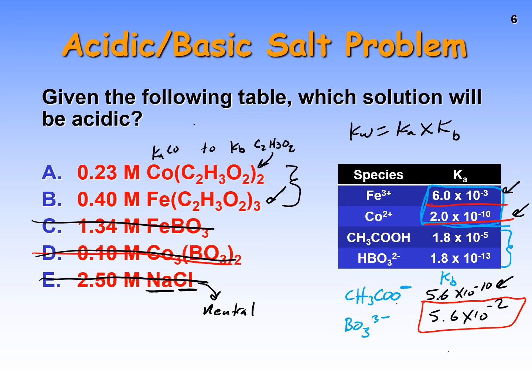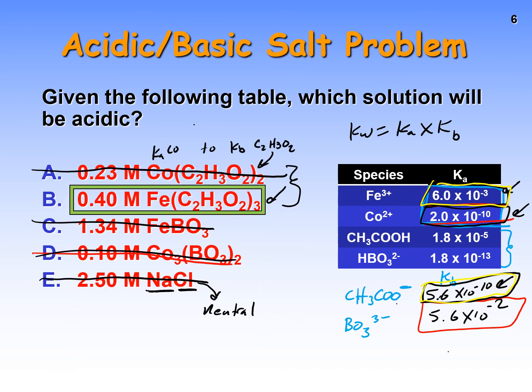Well, if we compare the Kb here to the Ka here for cobalt, you notice that Kb is larger than Ka, so it can't be A. That's a basic salt, just barely, but it is. The only one that's stronger is iron's. Iron's, the stronger value over 5.6 times 10 to the negative 10. So our correct answer here is going to be B. And hopefully that helps.